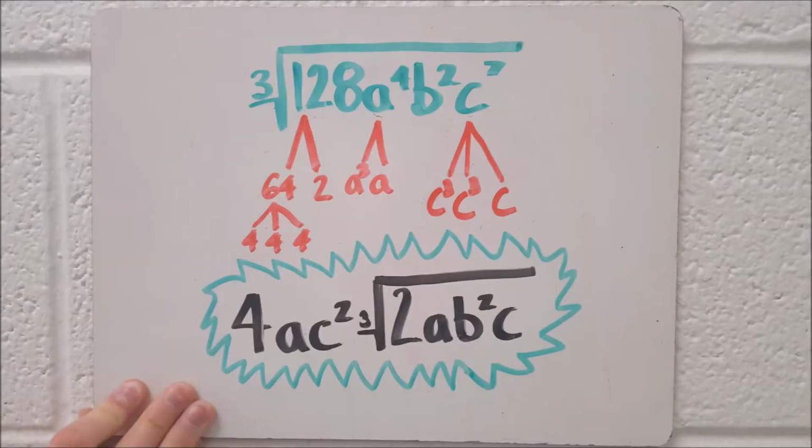After the first simplifying step, 4ac squared goes on the outside of the radical, and 2ab squared c goes on the inside of the radical. 4ac squared times the cube root of 2ab squared c is your final answer.